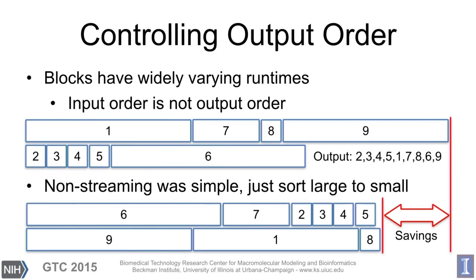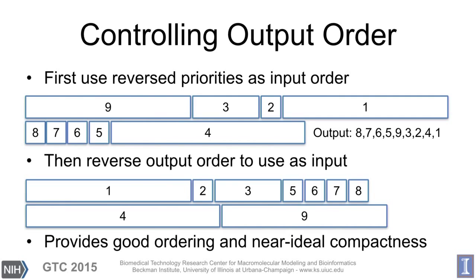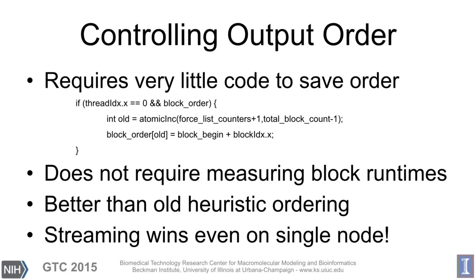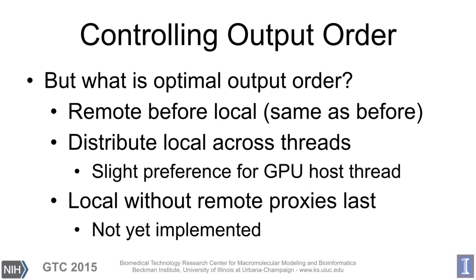Can we do better? Well, the strategy is, let's run it backwards. We reverse the order of the priorities when we want to get things out, and what we end up with is this output order, 8, 7, 6, 5, 4. We reverse that and use that as the order that we feed it in, so 1, 4, 2, 3, 9, and we get things out as close to the order as you can get, plus it's much more compact. You could do slightly better, you could swap 9 to launch right after 1, but then you would delay 2 slightly. So it's a pretty good trade-off, and for a method that requires zero knowledge or analysis of the workload or the calculation, this works really well. It's like 4 extra lines of code, we don't have to measure anything, and it's way better than what we were doing, and allows streaming to win even on a single node.